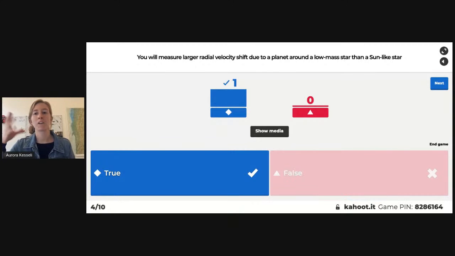Yeah, so the lower mass the star, the larger the radial velocity shift is going to be. And so that's why we're looking around a lot of low mass stars in order to detect Earth-like planets, because the center of mass will be farther away from a lower mass star than it is for a sun-like star.